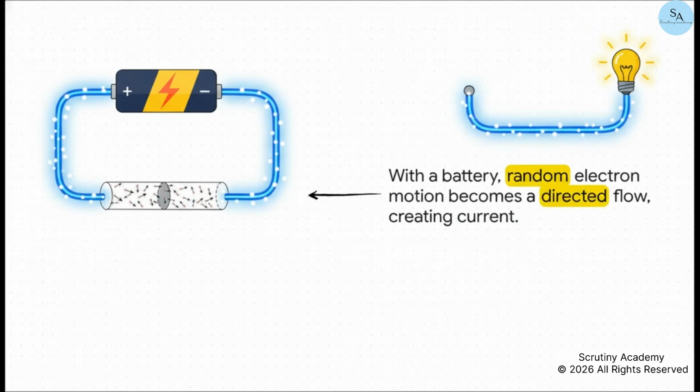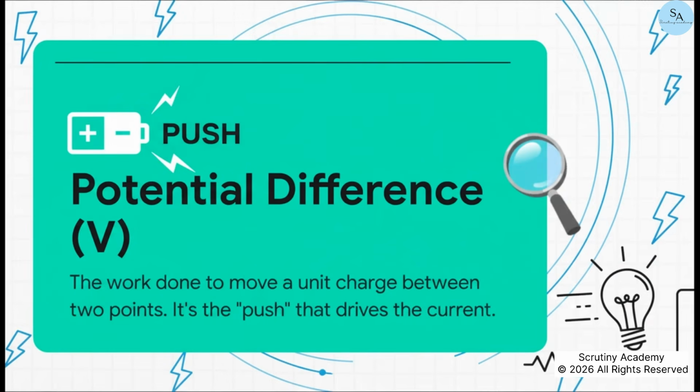So what's actually going on inside that wire? Well, without a battery, the electrons are just a chaotic mess, bouncing around all over the place with no direction. But the second you connect a battery, it acts like a traffic cop. It gives them a push and gets them all marching in one single organized direction. That organized march, that is your electric current. Now, that push we keep talking about, it has a proper name, potential difference.